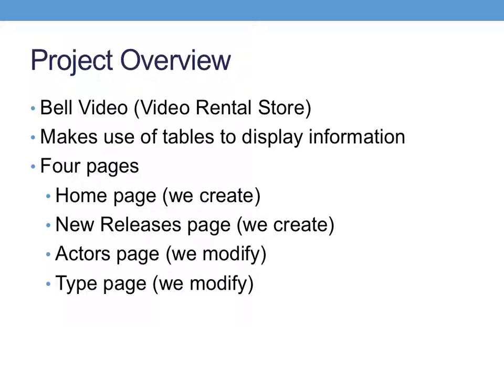You'll notice that we have 4 pages. We will create both the home page and the new releases page, and then we'll modify the actors and the type page. So I'll give you a file to download, and then we'll modify those in order to create a website that contains those pages that are updated and displaying information correctly. This is being made for the Bell video rental store, and so all of these pages will be related to that. And every single page makes use of tables to display information. So we'll explore a variety of ways to utilize tables, as well as a variety of ways of how to format tables so that they look nice and display information appropriately on the screen.